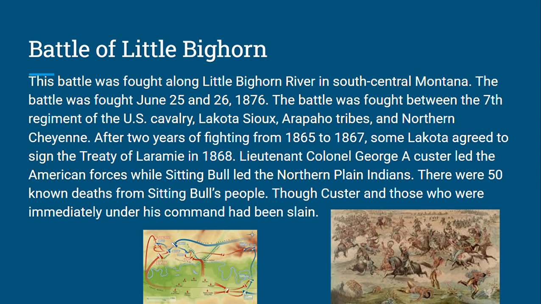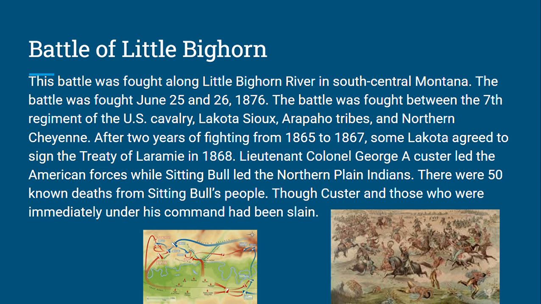Battle of Little Bighorn. This battle was fought along Little Bighorn River in south-central Montana. The battle was fought June 25th and 26th of 1876. The battle was fought between the 7th Regiment of the U.S. Cavalry, the Lakota Sioux, the Arapaho tribes, and the Northern Cheyenne.